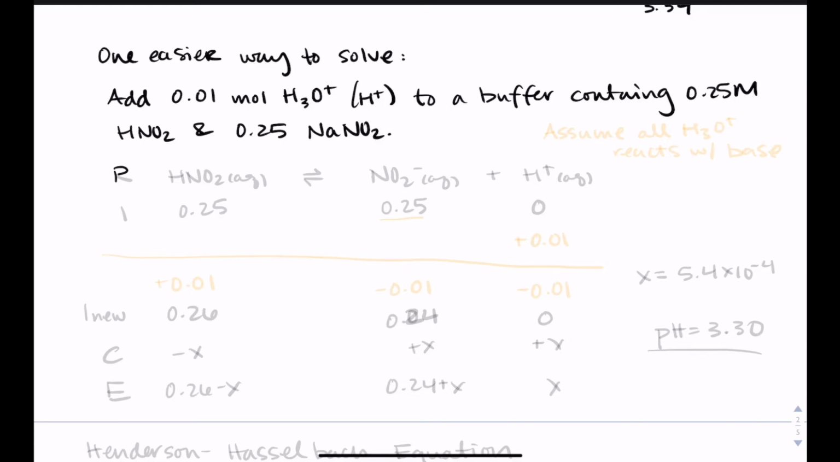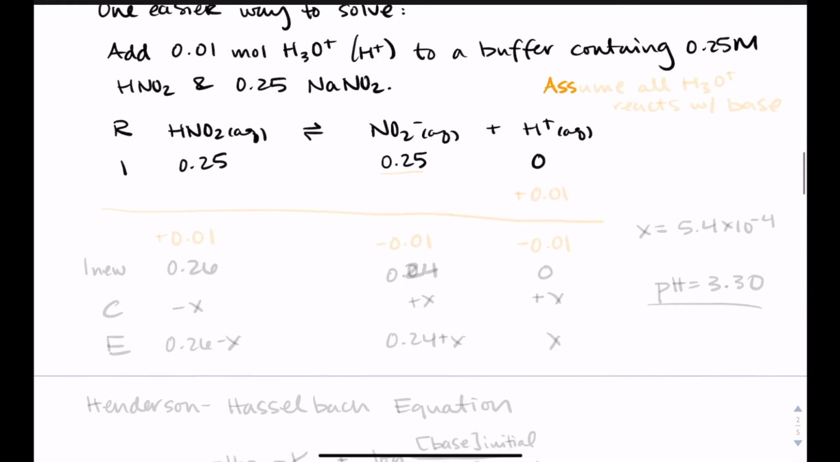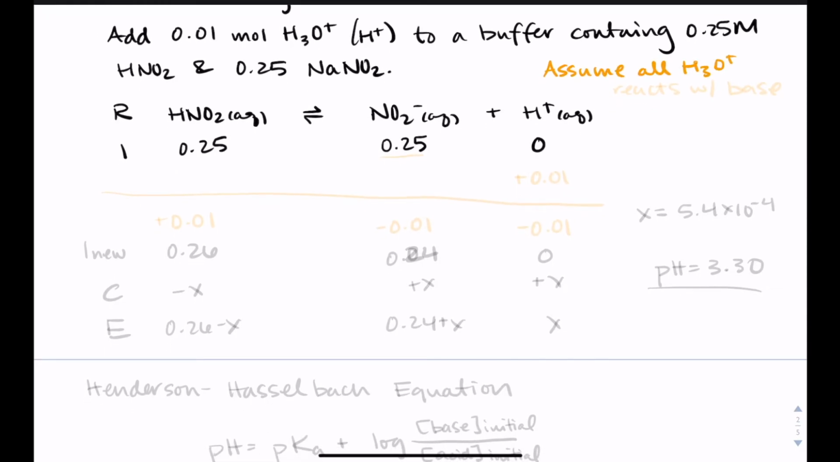You can assume, we're adding acid, that the added acid completely reacts with the base, and then start from that point to calculate the equilibrium. So instead of finding the equilibrium values for the buffer and then adjusting from there, we're going to adjust our initial values. So we're going to say I initially have 0.25 molar HNO2 and 0.25 molar NO2 minus, 0 H plus. I'm going to add 0.01 H plus.